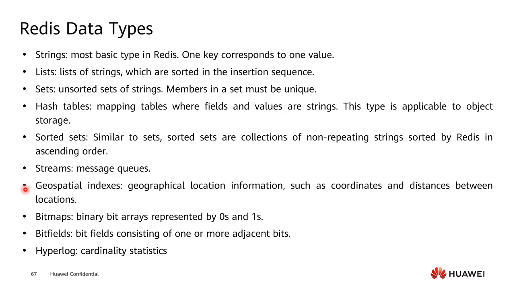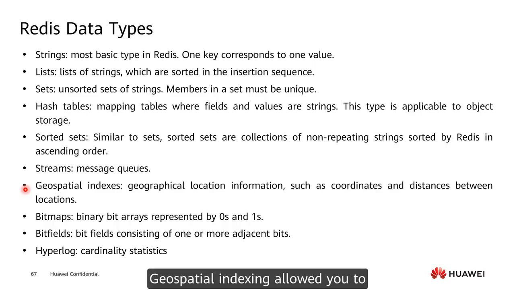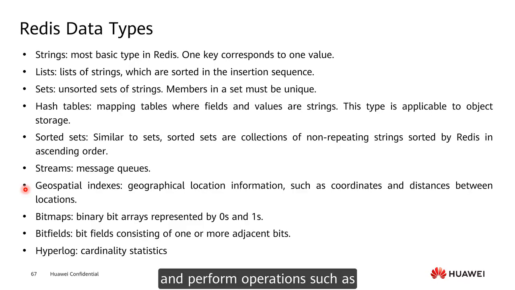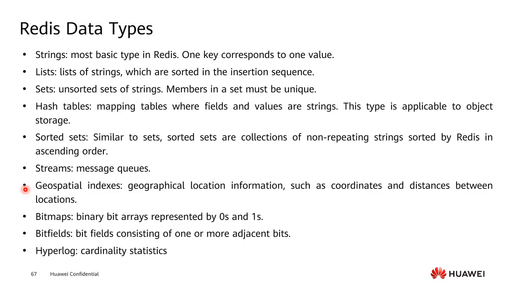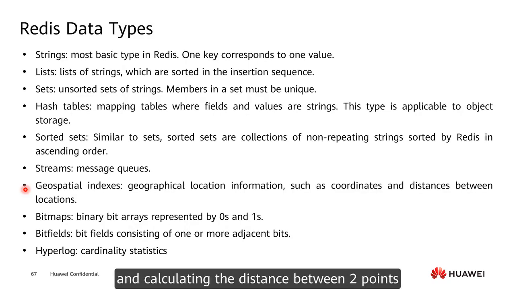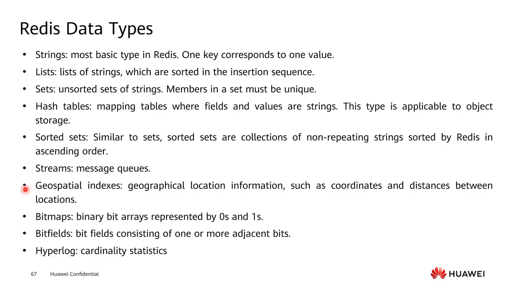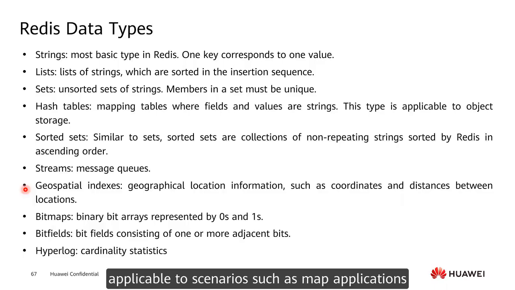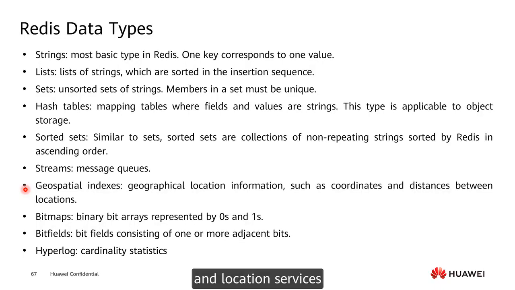And next one, geospatial indexes. Geospatial indexing allows you to store data with geographical location information and perform operations such as searching for nearby locations and calculating the distance between 2 points. Geospatial indexing is applicable to scenarios such as map applications and location services.